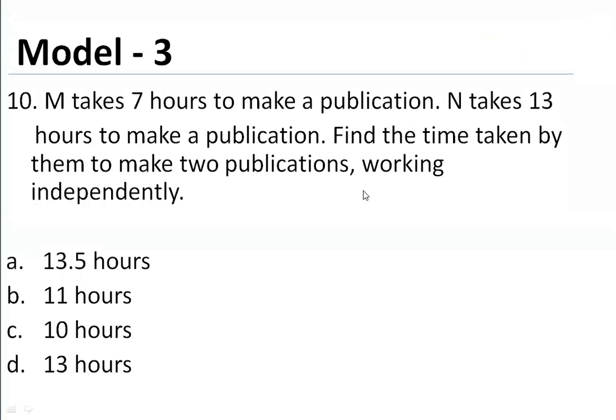Pallavi, yes. No formula, no logic. After reading the question, you want two publications. Okay. Whom will you pick? Here, all the four options you can see, right? So, what's the answer for the question?